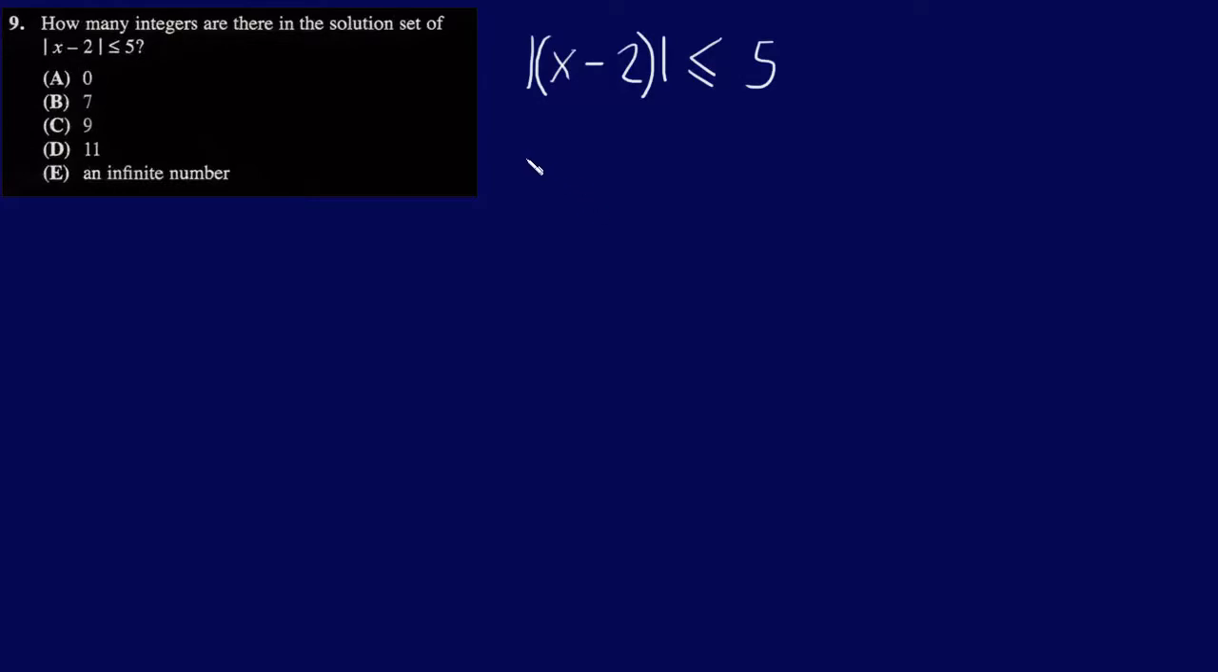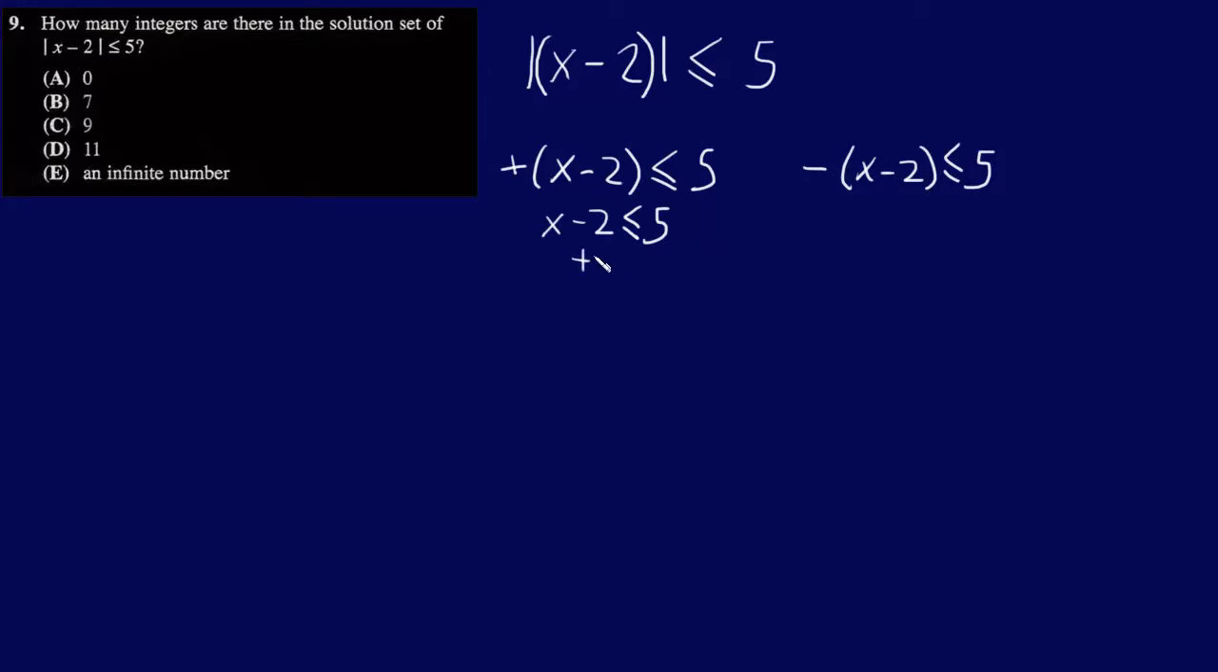So we're going to say positive (x minus 2) is less than or equal to 5. And then we also have negative (x minus 2) is less than or equal to 5. In this case, the parentheses can just drop off because it's just a positive out there. So we just have x minus 2 is less than or equal to 5, and we add 2 to both sides. And then we get x is less than or equal to 7. So that's one of our conditions.